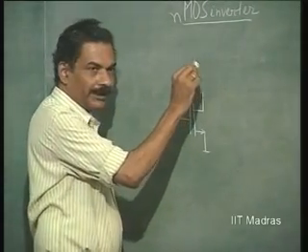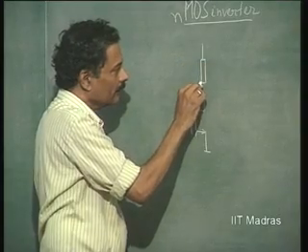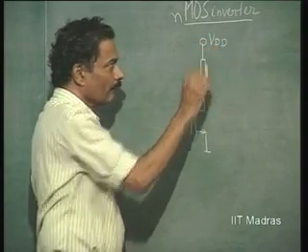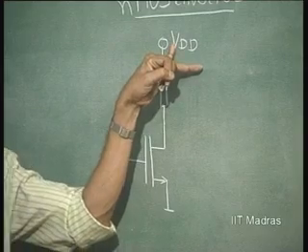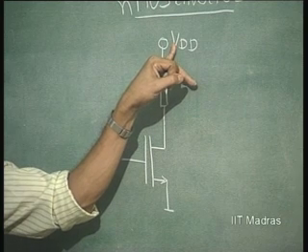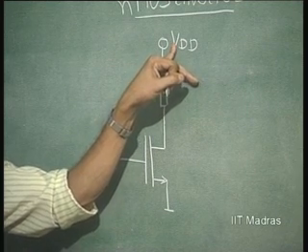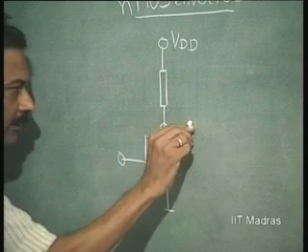For the time being I will put a resistor here. Just as we have been calling this voltage VCC in the case of bipolar, because this is for biasing the collector base junction, we will call this VDD because we are connecting it to the drain. So, this is a single supply inverter.